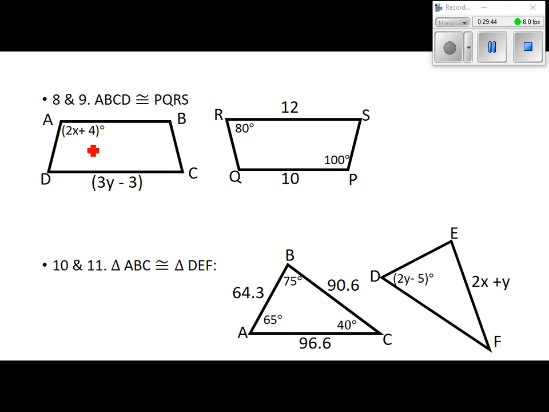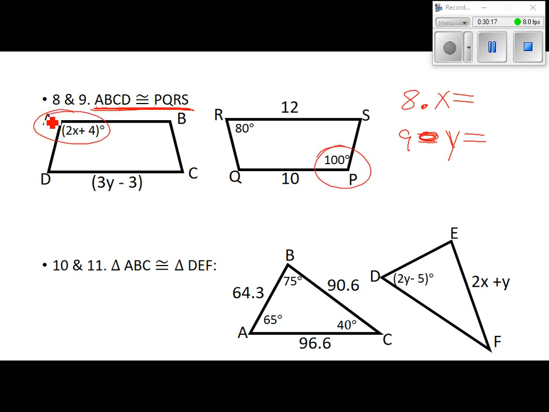Eight and 9, same idea in 8 and 9. They just want us to find x and y. So 8, we're finding x. 9, we're finding y. I'm going to write those out here. 8, x equals. 9, y equals. So we look at this, we've got to match them up. We look at the names, and we know that A matches up to P. So P is right here, A is right here. That tells us that A has to be 100 degrees.